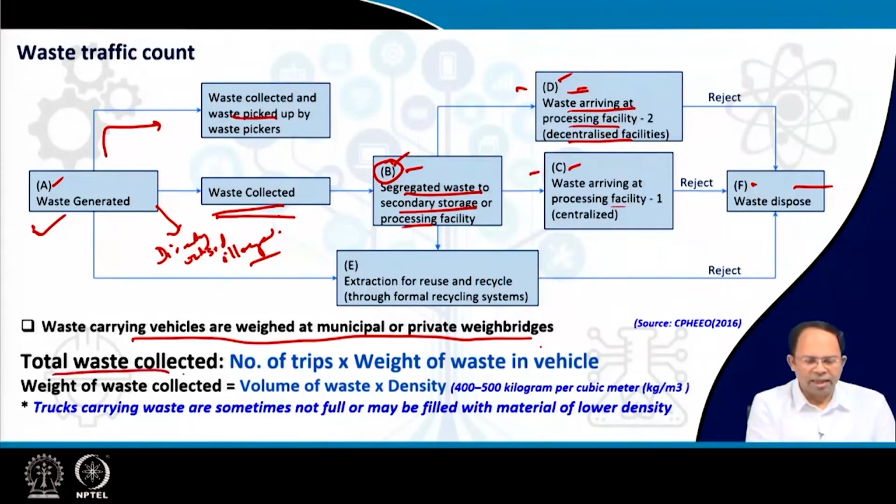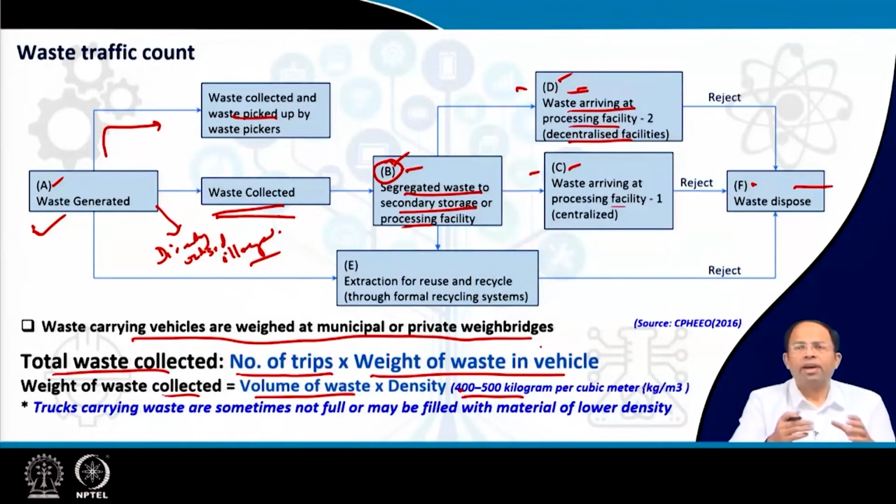So total waste collected, if I am using a weighing machine or a weighbridge for these facilities, we can determine that total waste collected is based on the number of trips made by a vehicle multiplied by the weight of waste in that vehicle. Now, weight of waste that is collected is basically volume of the waste multiplied by density. We know that density of waste collected in India is around 400 to 500 kilograms per cubic meter. So if I know the volume of the vehicle and the density of the waste, I will be able to determine the weight of that waste, right? So this is how we calculate.